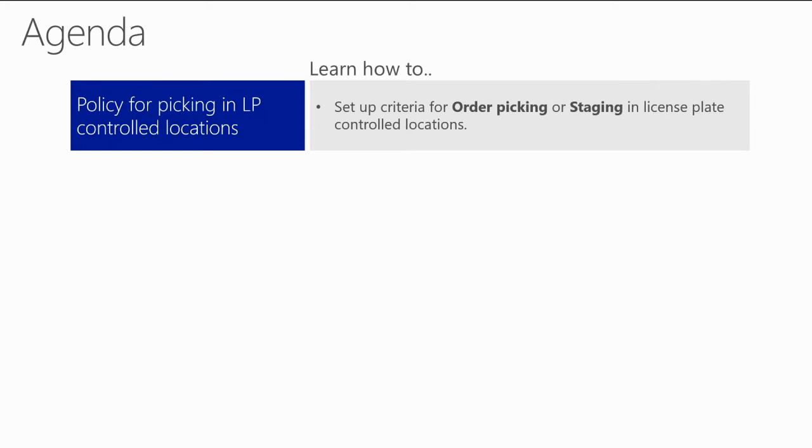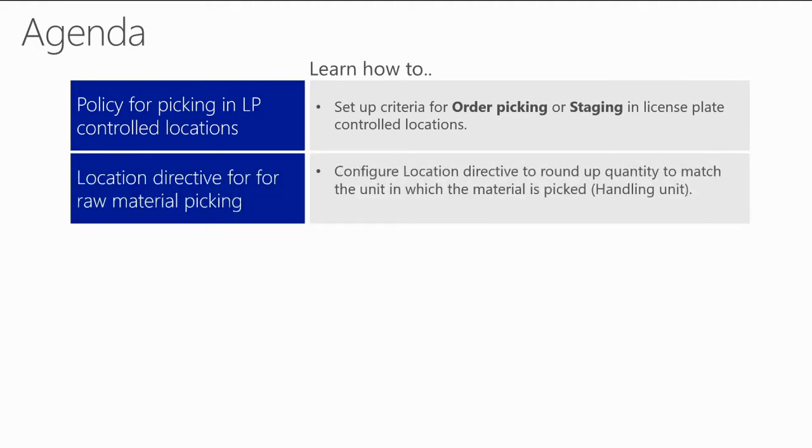So the first thing we are going to look at is what we call policy for picking in license plate controlled locations. We will see how we can set up a criteria for either doing order picking or staging from license plate controlled locations. Of course, we'll elaborate on that.